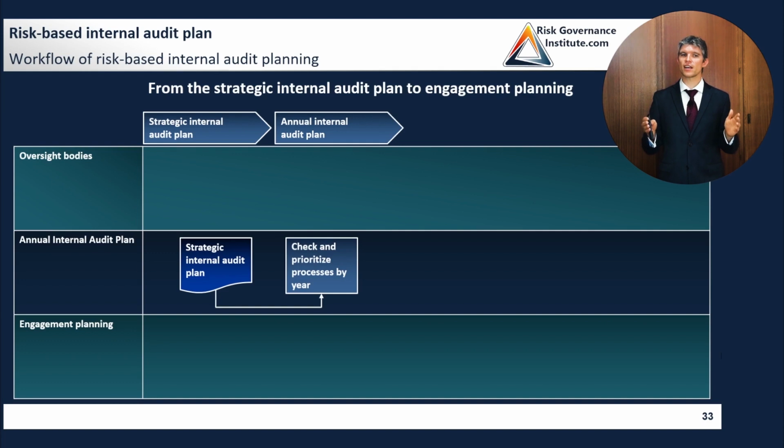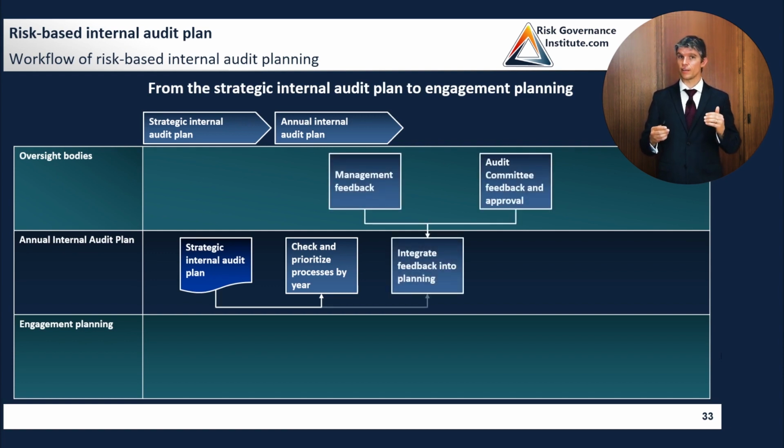So we're first going to check and prioritize processes by year. Now, we already have our 3-year plan, right? Usually in a 3-year plan, what I've always seen is that you still have a spread throughout the year. We're going to do this in first year, this in second year, this in third. But what happens if the risks have changed? In fact, it's absolutely necessary that from this strategic internal audit plan, you reperform on an annual basis a risk assessment to check and prioritize the processes by year.